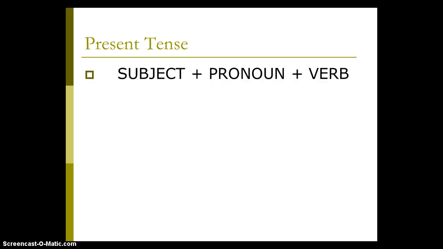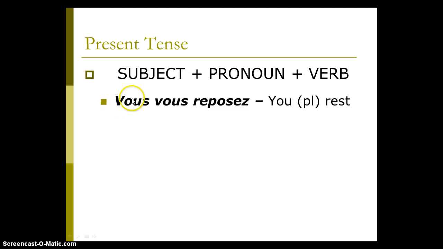So in the present tense, we would conjugate the verb just like we would as if it wasn't a reflexive verb. But you just have to remember to add the pronoun. So subject pronoun, reflexive pronoun, verb. Vous vous reposez. You rest. Okay, so we have subject, reflexive pronoun, and your conjugated verb. It ends in ez. This is the present tense.